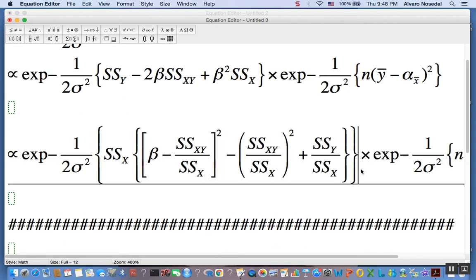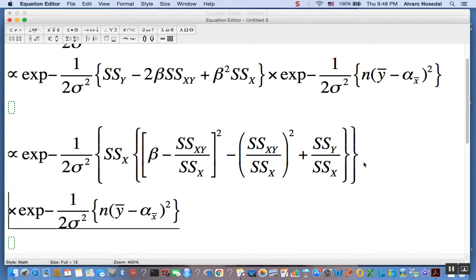Okay, makes sense? And we had this exponential. Now let me just say something about that exponential. Note that that n is a common factor. So let me put it here, right?